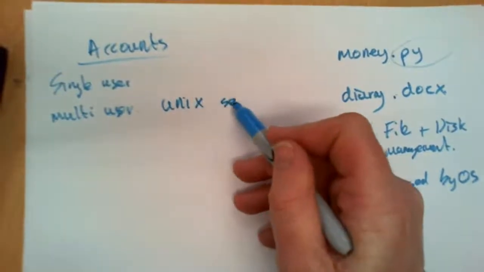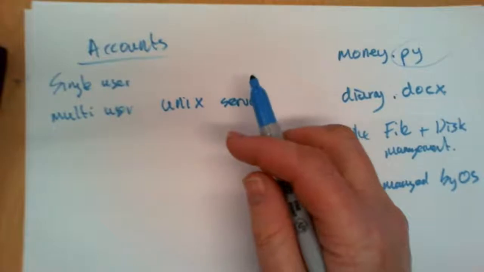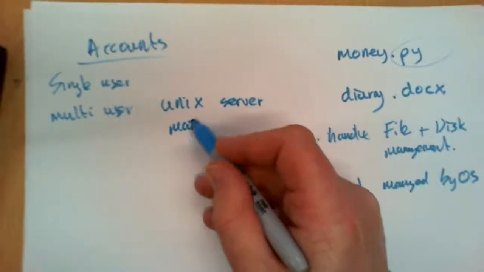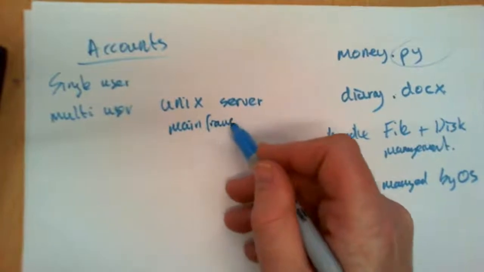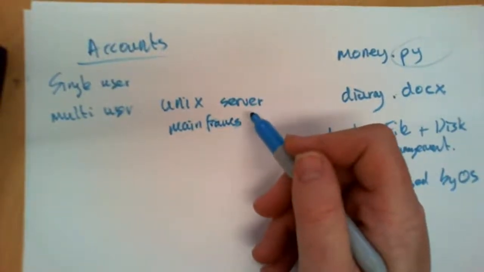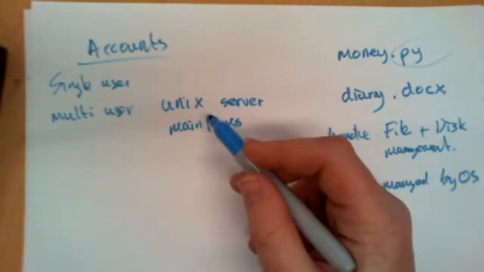Okay, it's a server type of operating system. It allows multiple users to use the same computer at the same time. They're often used on mainframes. I don't know if you understand that word. So these would be giant computers, maybe in companies or in industry, and they give multiple users access to the same machine.